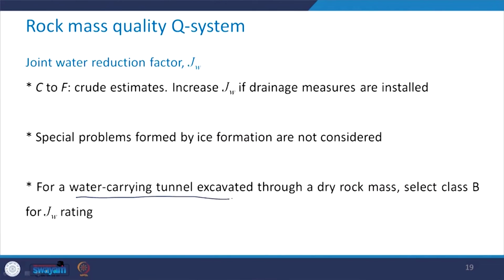The values in the previous table are crude estimates and they have to be increased if proper drainage measures are installed. Special problems formed by ice formation are not considered while assigning the ratings to this parameter JW. For a water carrying tunnel excavated through a dry rock mass, we need to consider the class B for this JW rating. This is the point which should be noted because this category was not mentioned in the table. So, in case you have such a situation, although the rock mass is dry, but the tunnel which is excavated through it is carrying the water, we need to pick the rating corresponding to class B.